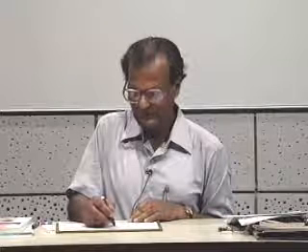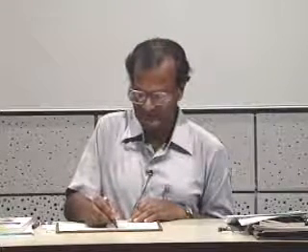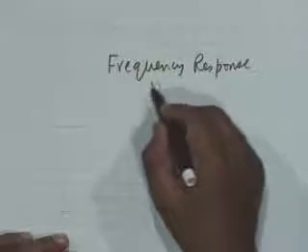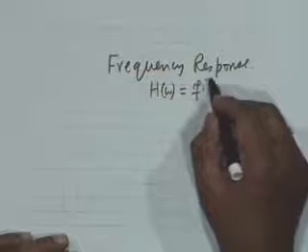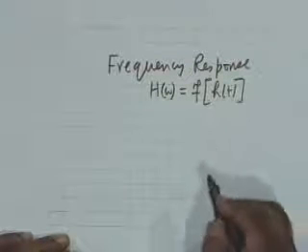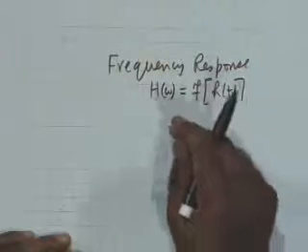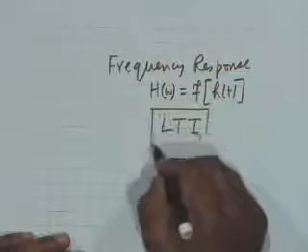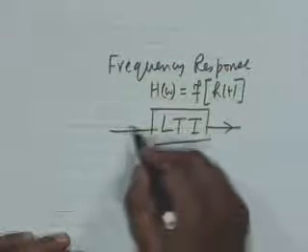Finally, before we bid farewell to the topic of Fourier transforms, we would like to work out a number of examples in the time that is left, emphasizing the concept of frequency response. I told you yesterday that the frequency response H of omega is the Fourier transform of h of t, and therefore H of omega is as good a characterization of a linear time invariant system as h of t. All right.